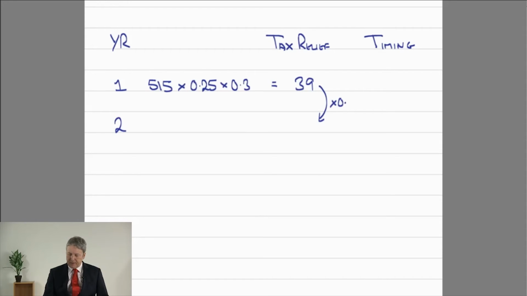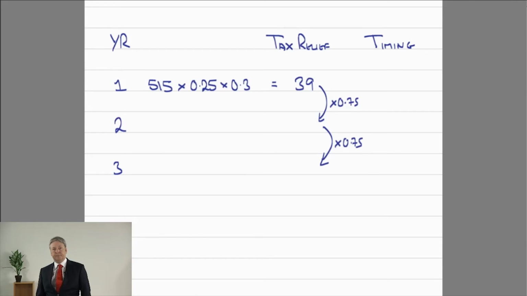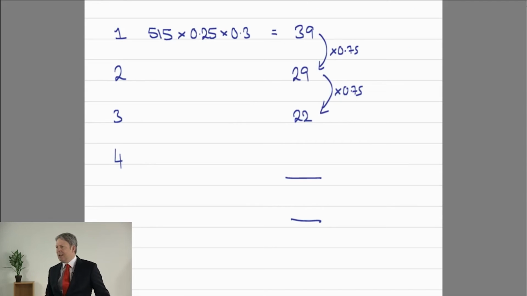So all we have to do to get the value for year 2 and year 3 is to take 75% of the former value. And if we do that, we end up with 29 and 22. Easy peasy, very quick. Of course, in year 4, we need some sort of balancing allowance issue to be dealt with, but we find the year 4 figure in a slightly roundabout way.